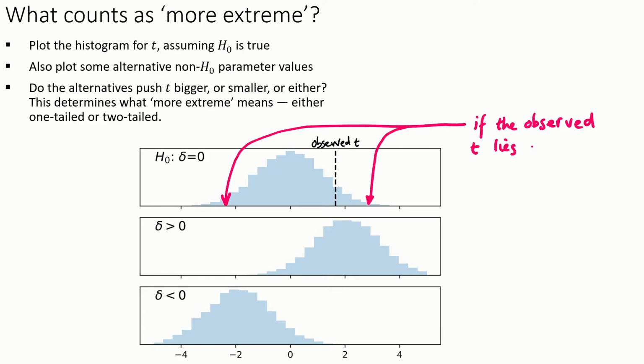So this is how I decide what more extreme means. If I got a t-value on the extreme right of the top histogram or on the extreme left, either way it's a suggestion that h0 might perhaps not be true. Cases like this, where extreme means either tail of the histogram, are known as two-tailed tests. Next, we need to compute p for a two-tailed test. Let's see how we can do it.